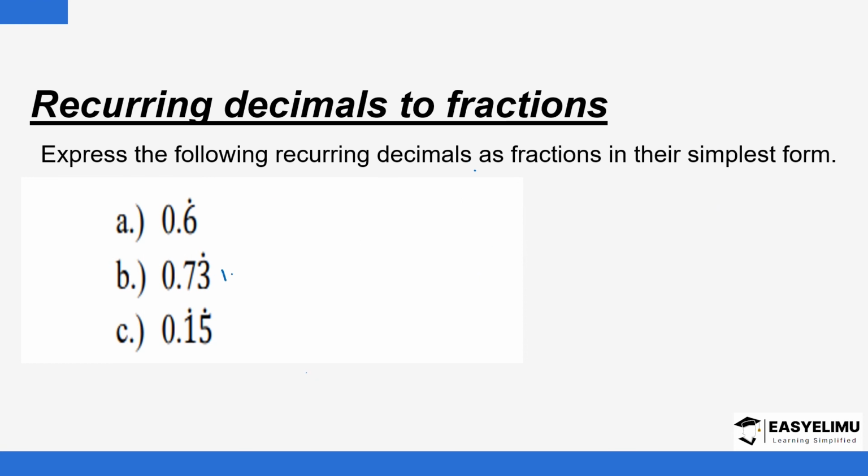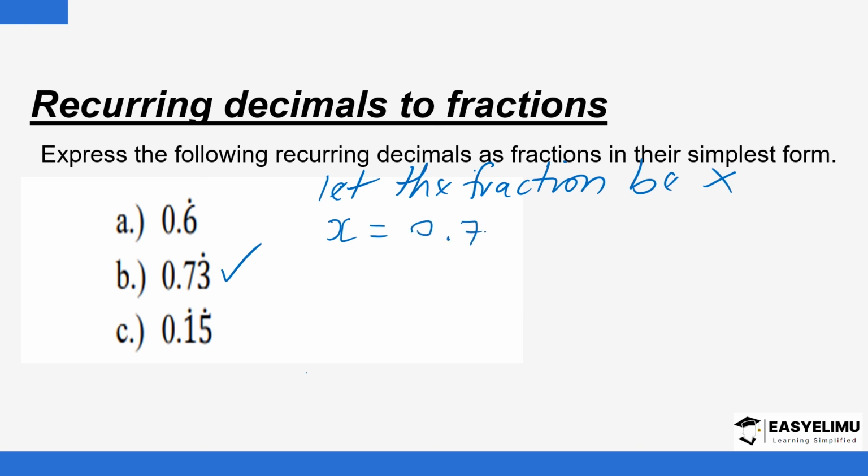I want to proceed to part b, 0.73 recurring. So you can see, again, let the fraction be x or any other letter like m. The interpretation is that the fraction x, which is expressed as a decimal, is a recurring decimal. So 0.73, the dot is only on top of 3, meaning it's only 3 that is recurring. So 3, 3, 3, 3. Maybe I use 1, 2, 3, 4, 5, 6. I can use 6 digits.